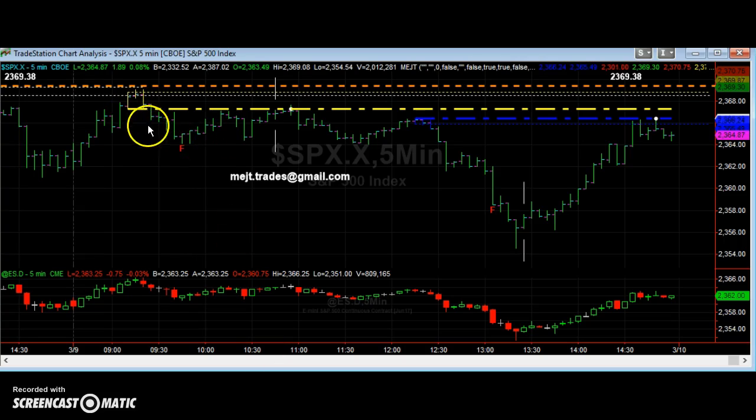During the day, MEJT said this drop was a false move. It predicted a return to this line. Here's the dots showing the return.